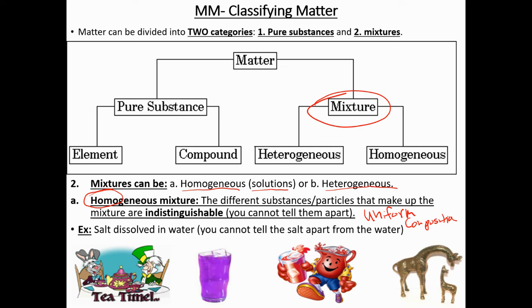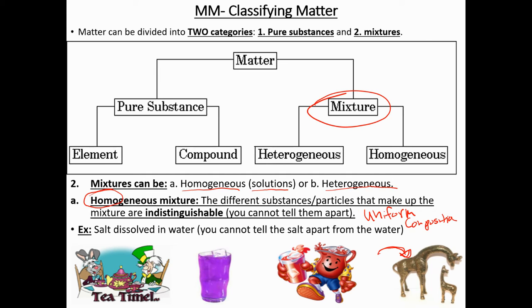So if you take a look at this example over here, this giraffe statue here is made of brass. It's a whole bunch of metals combined together. They're not chemically combined, though. They're still separated. They're dissolved into each other. But you can't see all the different metals. It looks like it's just a uniform composition.